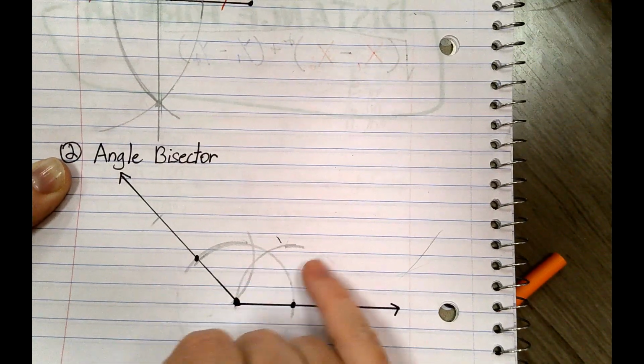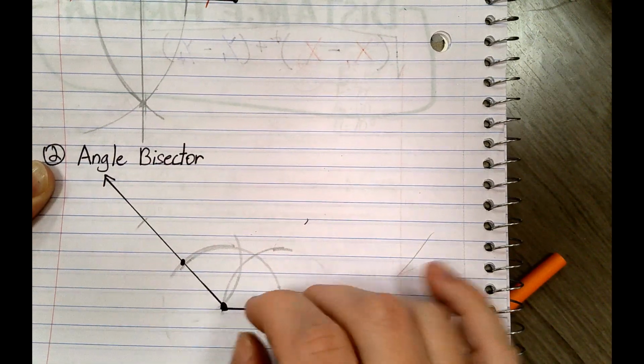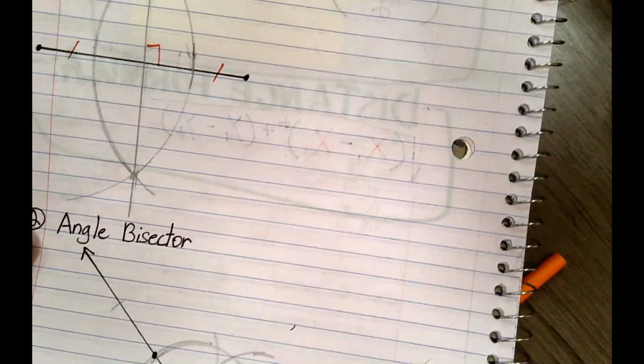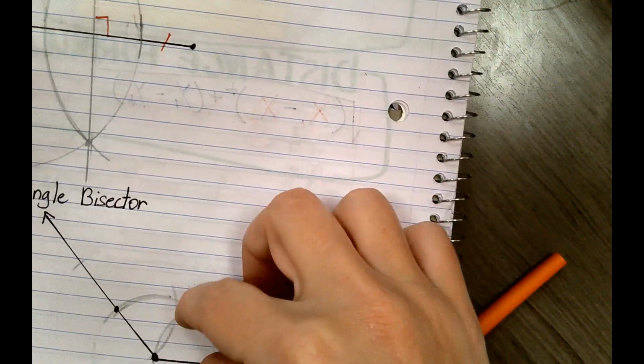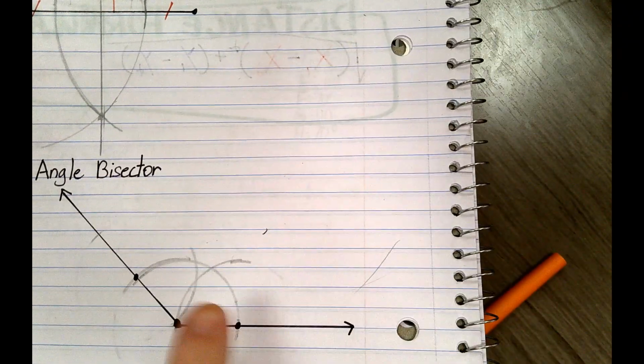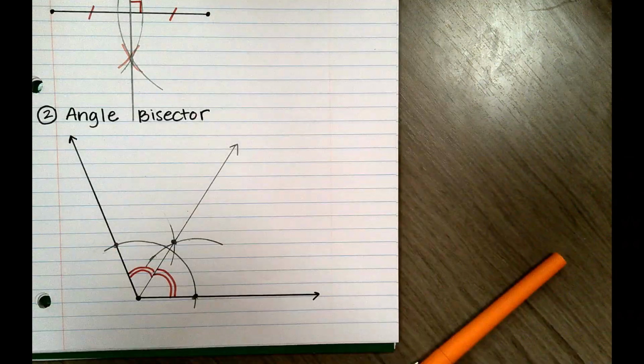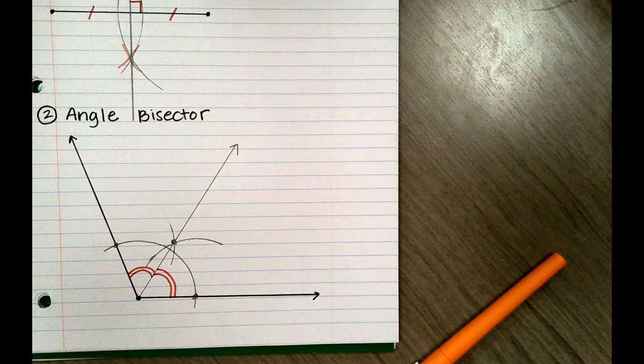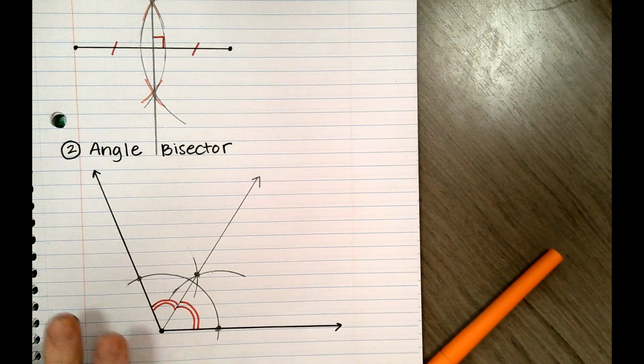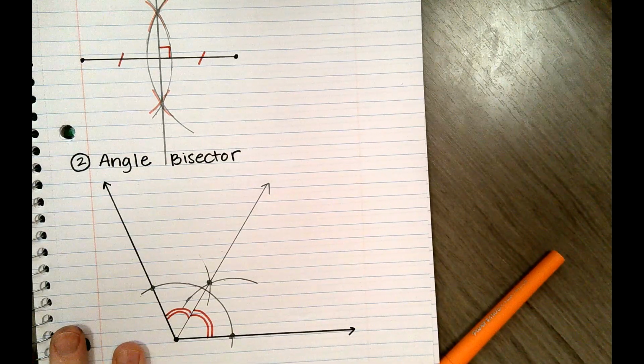Now, if there is no point where it crosses, that means that your compass is not opened up big enough, and you just need to make it bigger so they will cross. But this is still correct. It's just in a different spot, and that's okay. Here you go, Seth. Thank you. Okay, do we have any questions about these constructions?